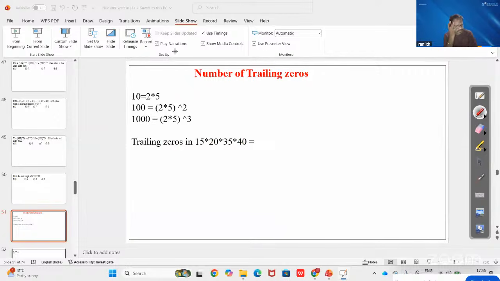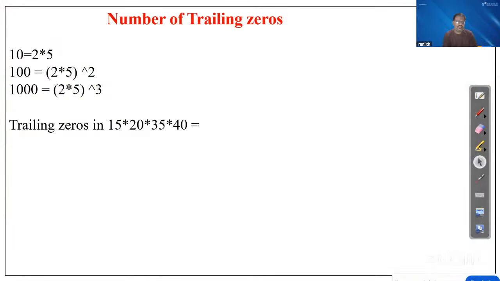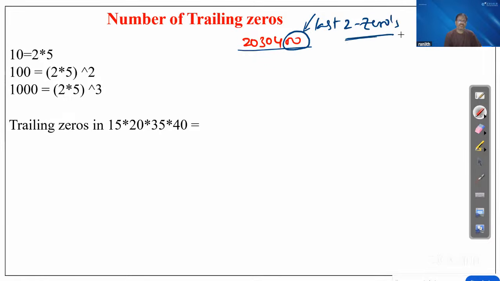Next, trailing zeros. What do you mean by trailing zeros? Just look at one basic question. 2030400. How many trailing zeros are in this value? Trailing zeros are the zeros at the end of the value. At the end, we have the last two zeros. So the trailing zeros will be equal to 2 zeros.